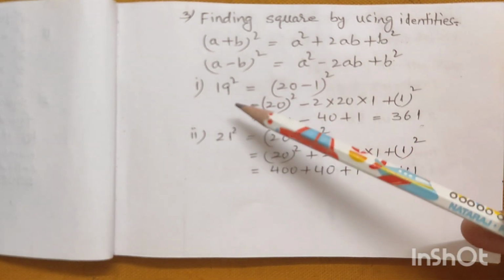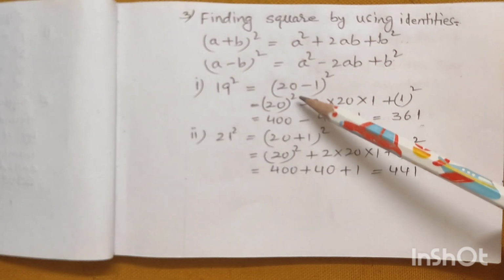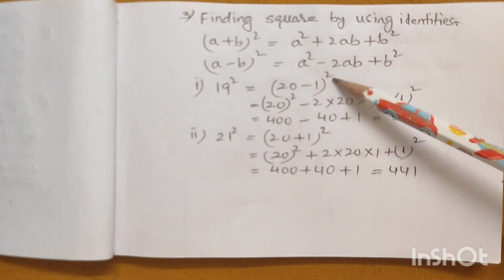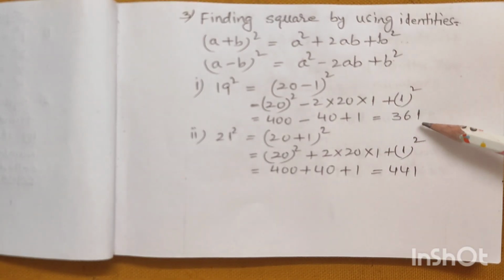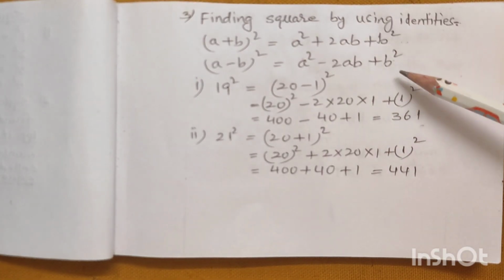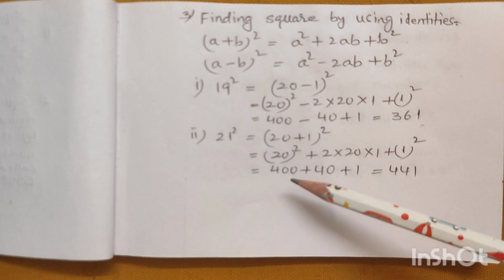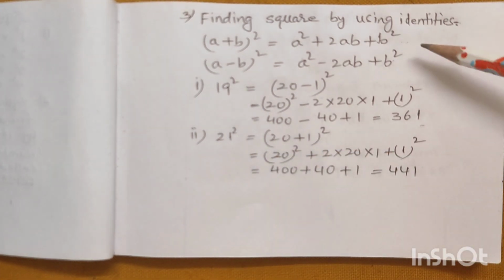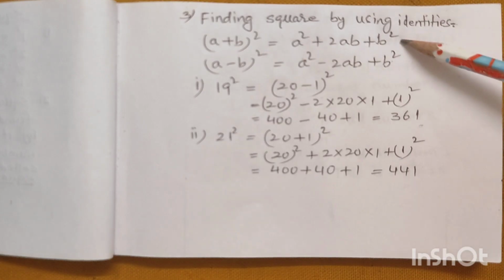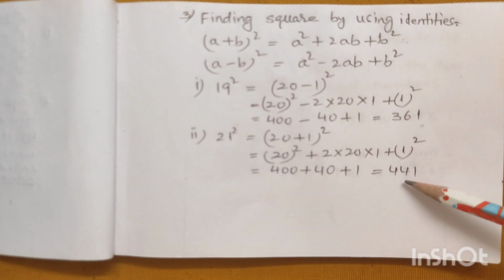Giving examples, 19 square, this is what we have to find. We write 19 as 20 minus 1 whole square, and then we put the values and simplify it using the formula, this one. We get 361. Another example, 21 square. 21 equals 20 plus 1, and we use the identity a plus b whole square. We are getting the value 441.